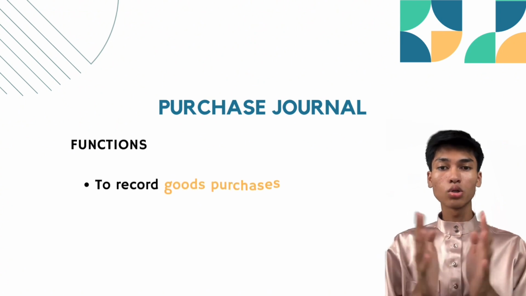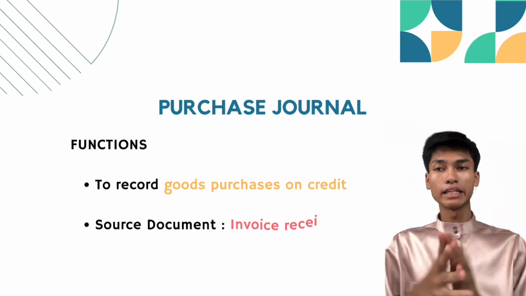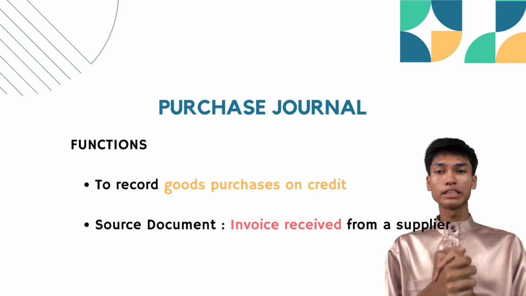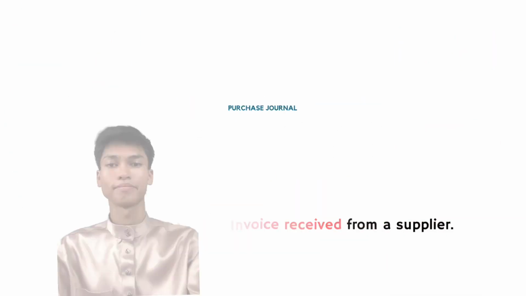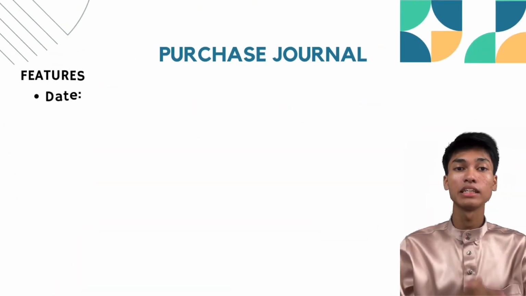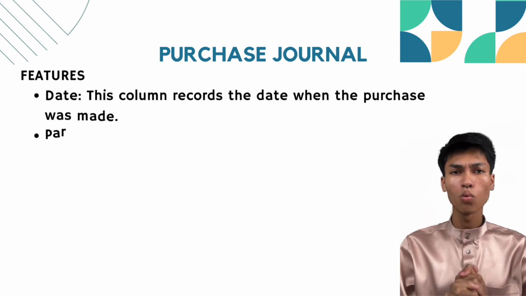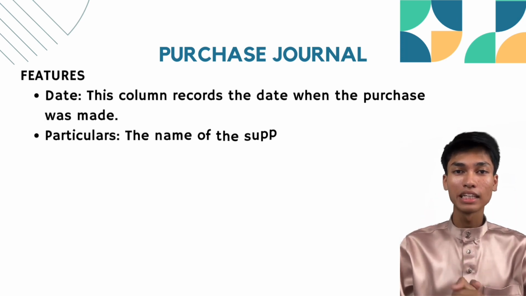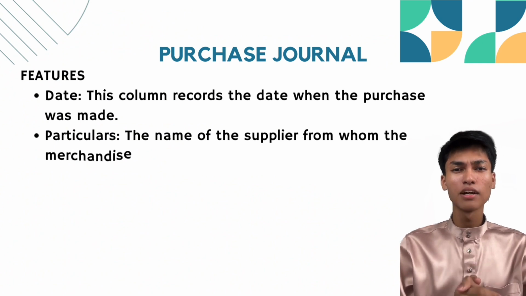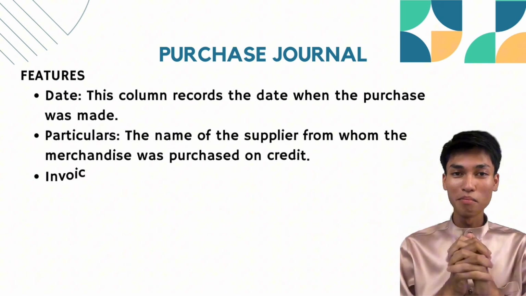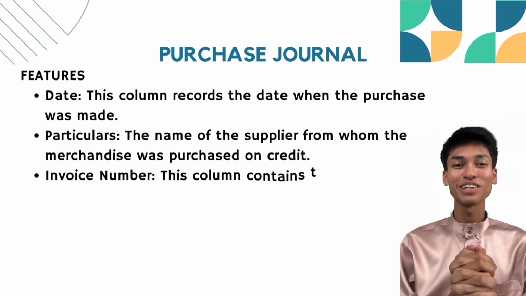The function of the purchase journal is to record goods purchased on credit. Second, the source document is the invoice received from a supplier. The features of the purchase journal. First, date. This column records the date when the purchase was made. Particulars. The name of the supplier from whom the merchandise was purchased on credit.